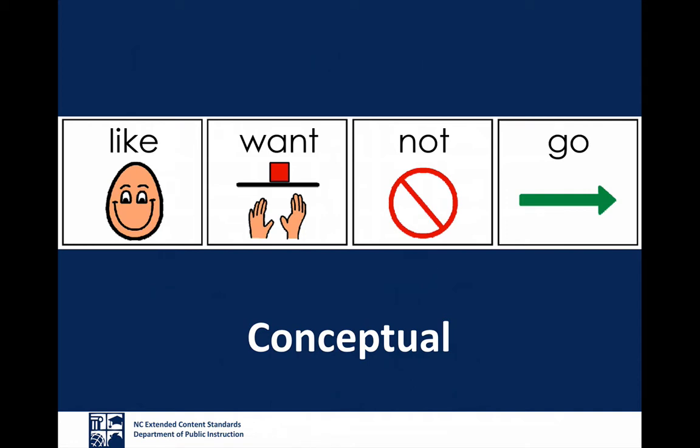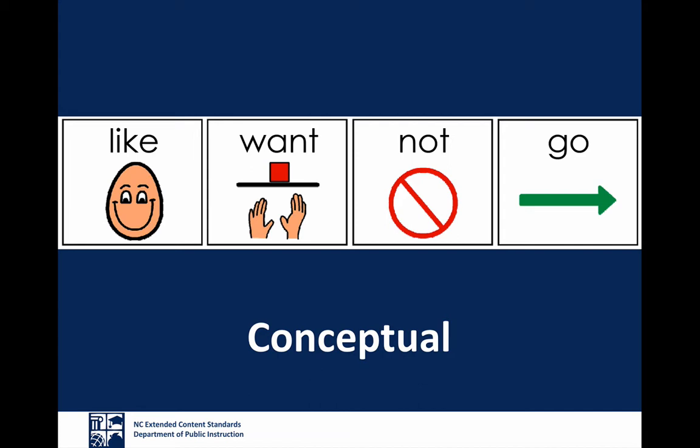The fact that these words are not concrete with single meanings is what allows for their flexible use across multiple purposes, environments, and partners. For example, the symbol of a green arrow to represent the conceptual word go is abstract. However, the opportunities to teach this word and the symbol in meaningful context throughout the day are nearly endless.